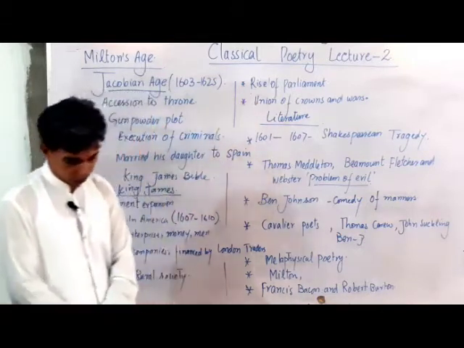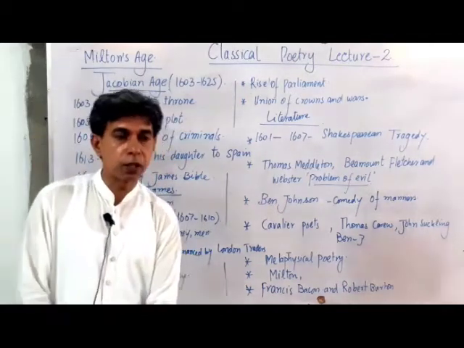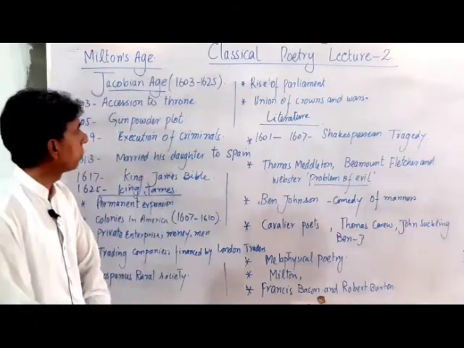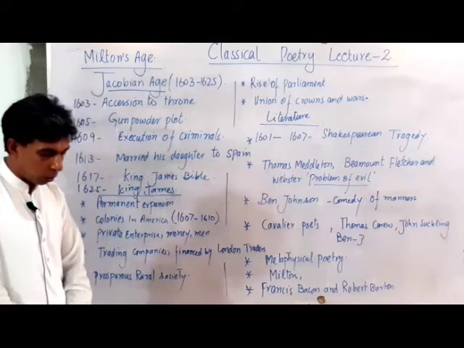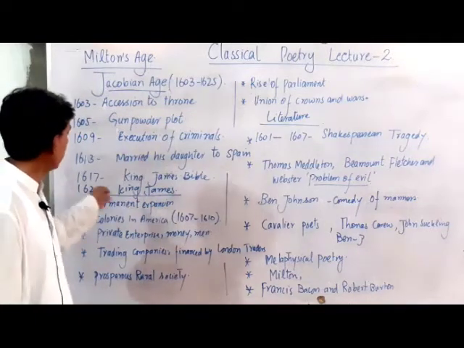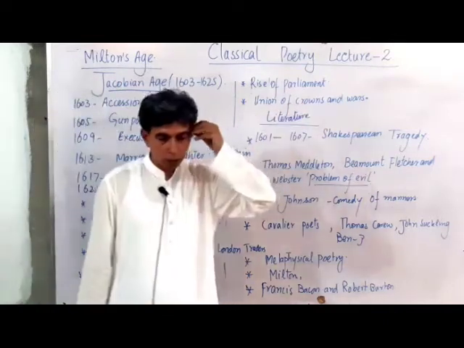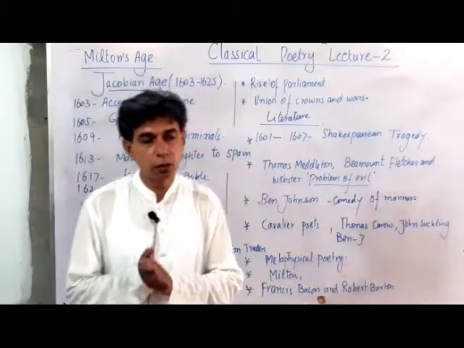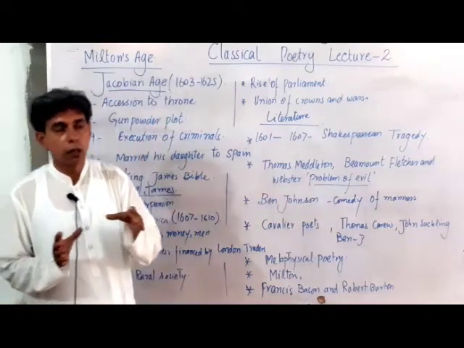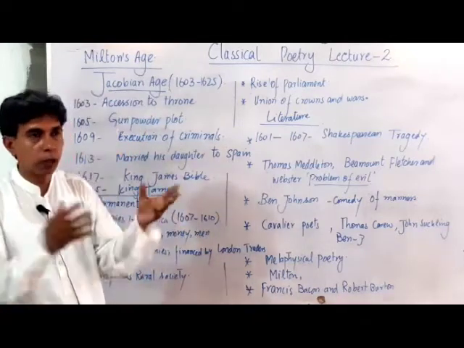Rise of Parliament. Because the actions of the king and his doings were against the members or the main body of the government, it embittered the Parliament. So we see the rise of Parliament in the era of King James. Union of Crowns and Wars. He was king of Scotland as well as of England, and many wars were fought between Catholics and Protestants in different parts of Europe.